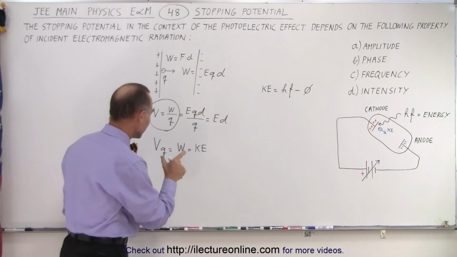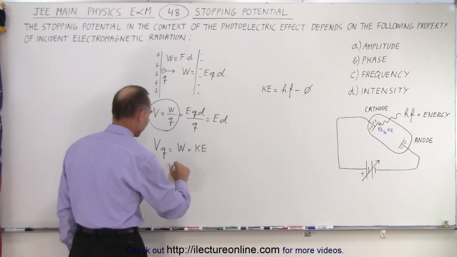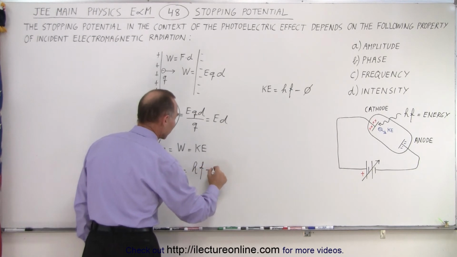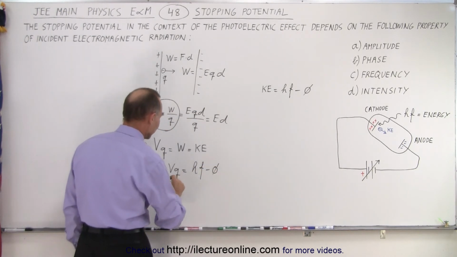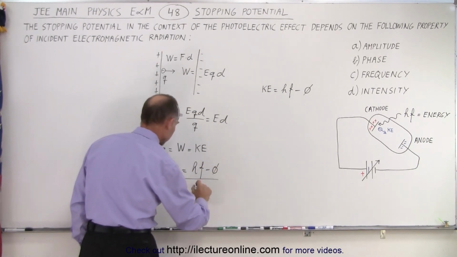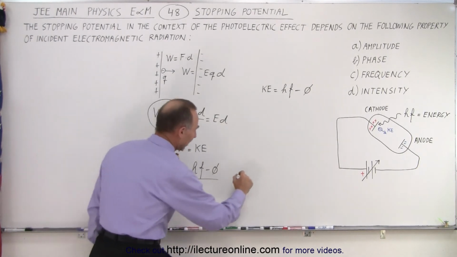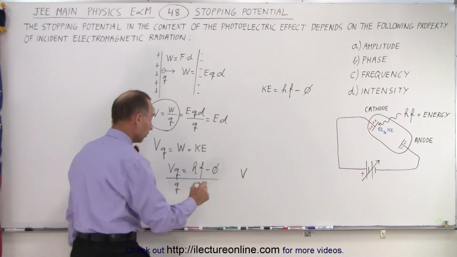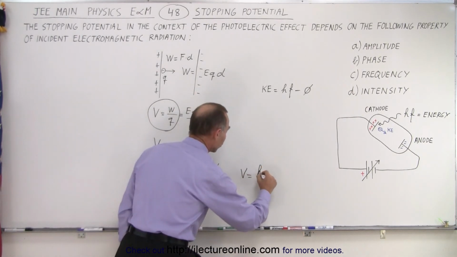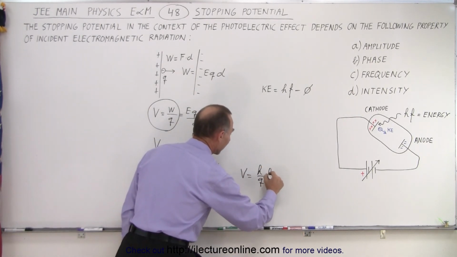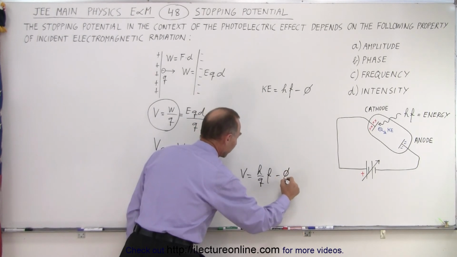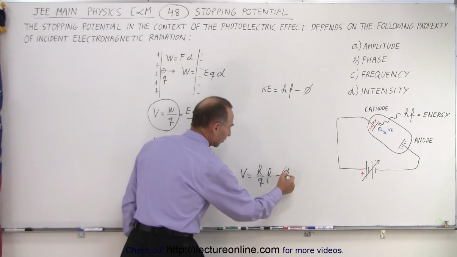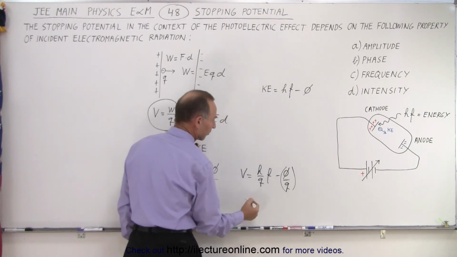All right, so if we now plug that in here, we can now say that V times Q is equal to hf minus the work function, and if we divide both sides by Q, like this, we essentially then have the potential difference, which is the stopping potential we're looking for, is going to be equal to h over Q times f minus the work function divided by Q. Now, of course, this is just a constant, right? That's a constant, that's a constant.